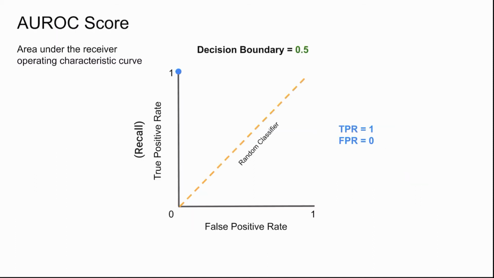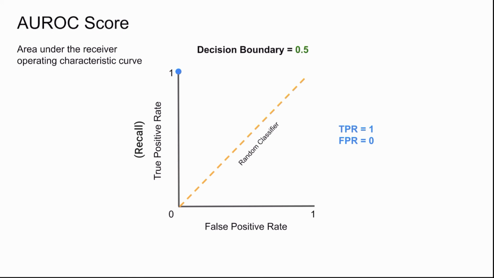Our last evaluation metric is the UROC score, which is the area under the receiver operating characteristic curve. The way that UROC works is by evaluating our model's performance on different decision boundaries, essentially shifting the decision boundary and then recording the true positive and false positive rate. For example, in this case here, we're looking at our model's performance at a decision boundary of 0.5. In this case, we get a true positive rate of 1 and a false positive rate of 0. And that's the best possible result that we can get.